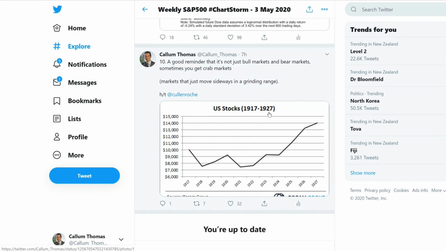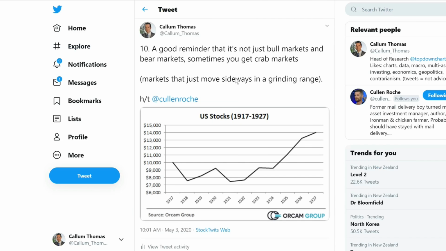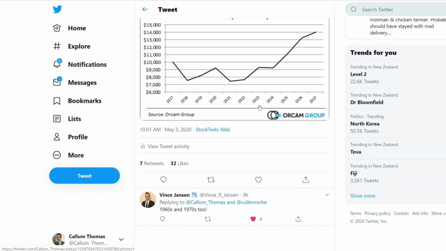Last one, and this one I actually think has a very good chance of actually happening, in contrast to the previous one. So a good reminder that it's not just bull markets and bear markets. Sometimes you get crab markets. I don't know if people have come up with that term before, but I'm going to go ahead and trademark that right now. So yeah, markets that just move sideways in a grinding range.